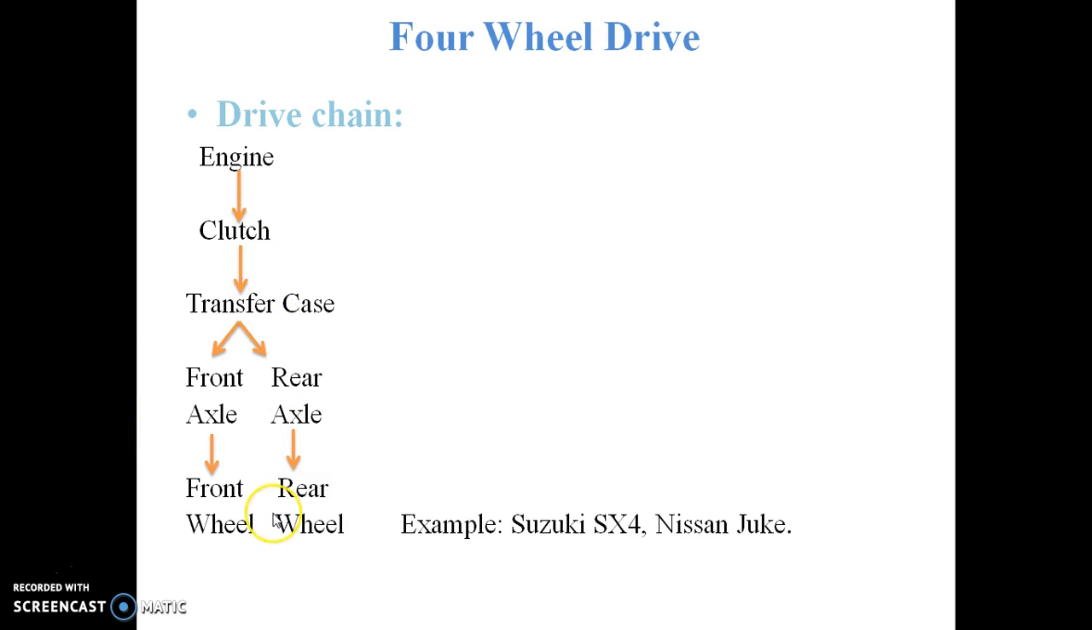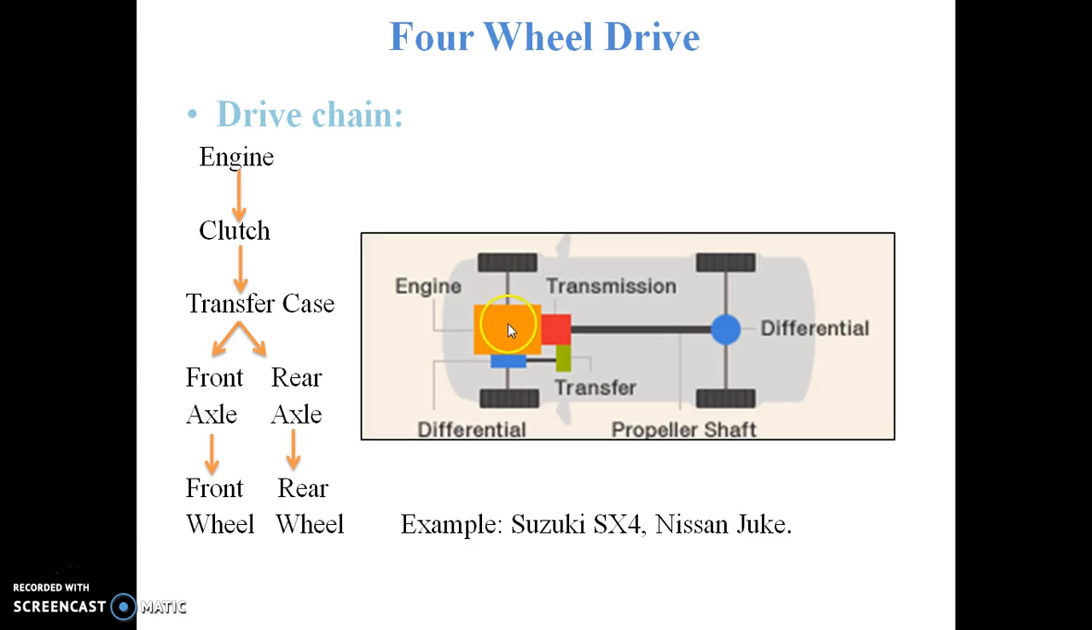So this is the particular drive chain for the four-wheel drive. In this case, the drive is transmitted from the engine, then to the clutch, and from the clutch to the transfer case. From the transfer case, it is transferred to the front axle and then to the front wheel. At the same time, the power is transmitted from the transfer case to the rear axle and from the rear axle to the rear wheels. The examples of this type are Suzuki SX4 and the Nissan Juke.